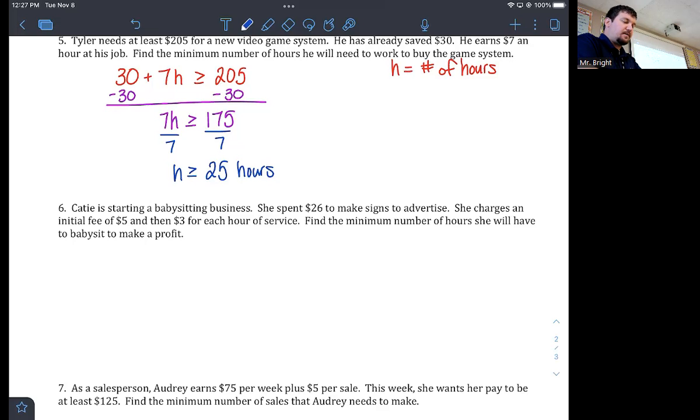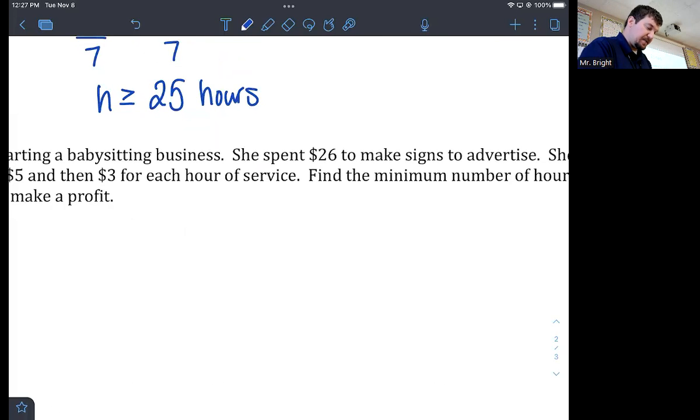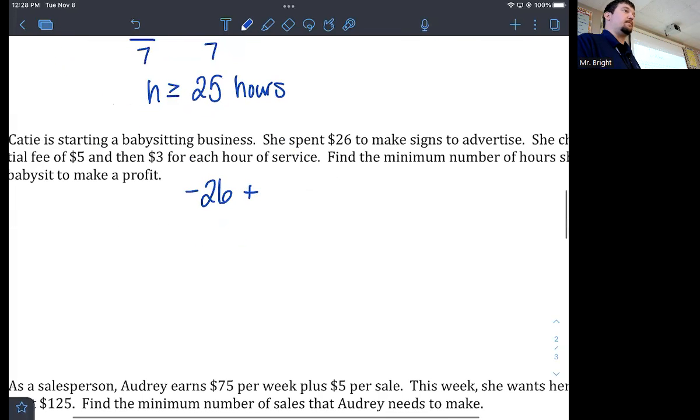Find the minimum number of hours. Again, there's H again. Find the minimum number of hours she'll have to work or babysit to make a profit. Now remember, she's already spent $26 advertising, so she's $26 in the hole. So if you want to make a profit, you're going to have to make at least that $26 back, plus anything extra is then the profit. So she has spent $26, but she spent that money. So Caitlin, it's negative 26. Okay. But she's making money, so we can add to that. She's going to make what?